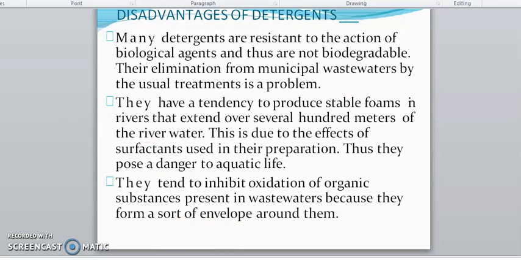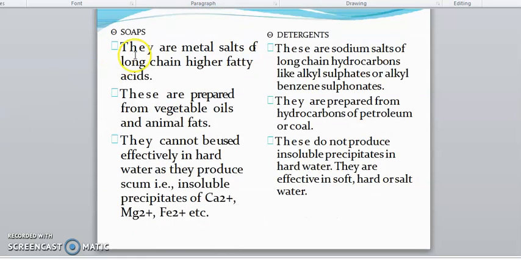Now finally we go to the differences. Soaps are metal salts of long chain fatty acids, while detergents are sodium salts of long chain hydrocarbons like alkyl sulfates or alkyl benzene sulfonates. Soaps are prepared from vegetable oils, while detergents are from the petroleum industry. Soaps cannot be used effectively in hard water; they produce scum with hard water. Detergents do not produce insoluble precipitate in hard water, and they are effective in soft as well as hard water. Okay, thank you.